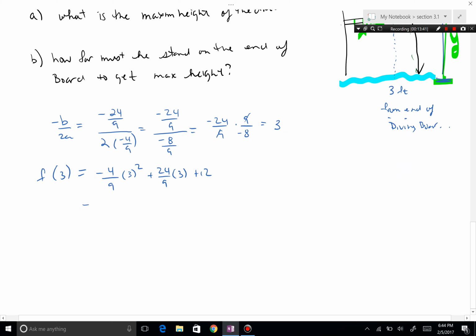So what does this give me? This gives me negative 4 over 9 times 9 plus 24 over 3 plus 12. 24 over 3, so it gives me negative 4 plus 8 plus 12. This is 4 plus 12, which gives me 16.